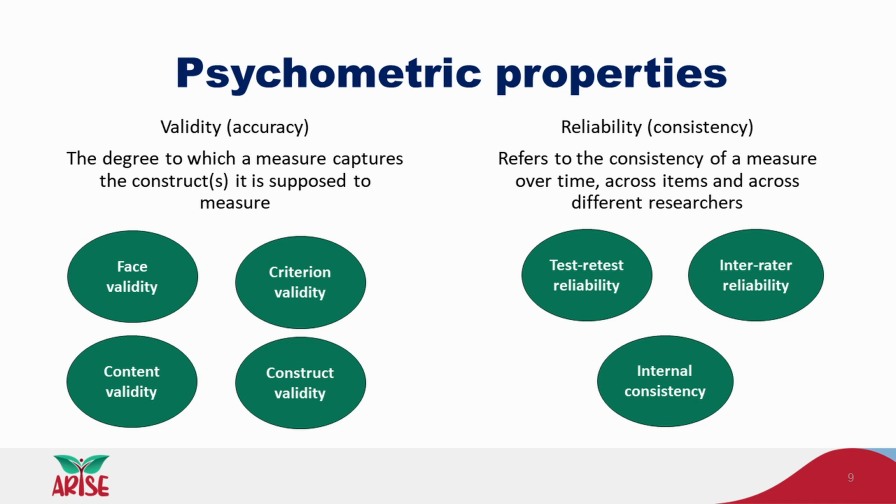Reliability refers to the consistency and stability of a measure. There are 3 types of reliability. This includes consistency of a measure over time, otherwise known as test-retest reliability, consistency across items, known as internal consistency, and consistency across different researchers, defined as inter-rater reliability. We'll now explore each of these in detail.